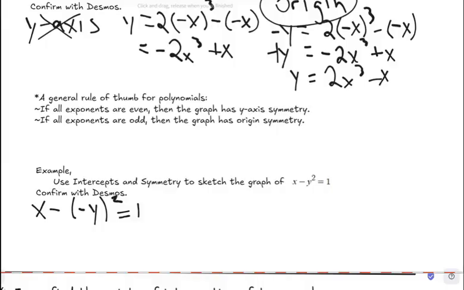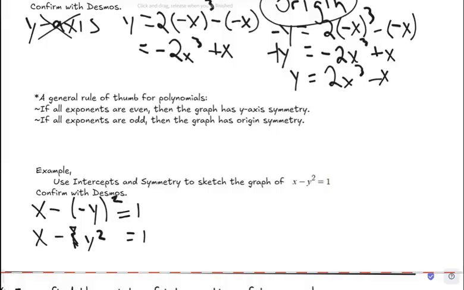When you square a negative, you get itself. So negative y squared is just going to be minus y squared. So that equals 1. Don't need that parenthesis there. So we got the original equation, and that means the graph is symmetric with respect to the x-axis.